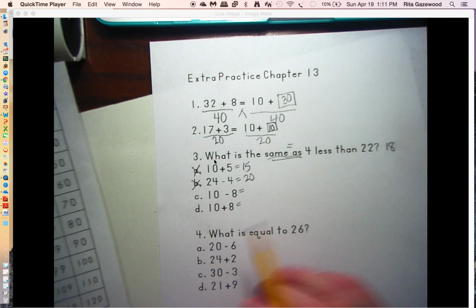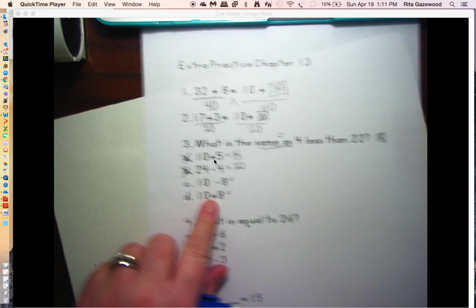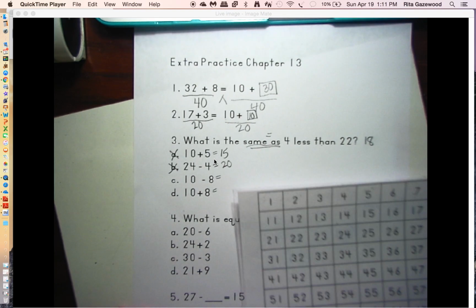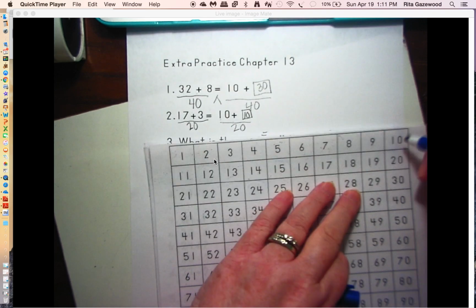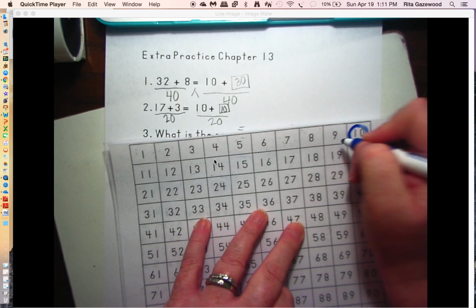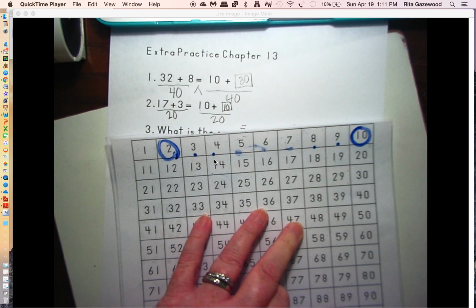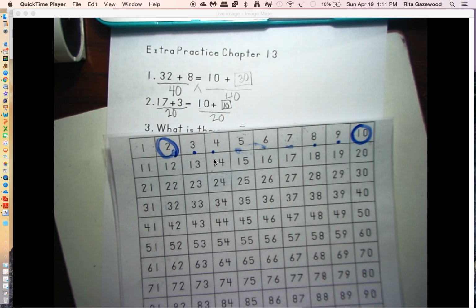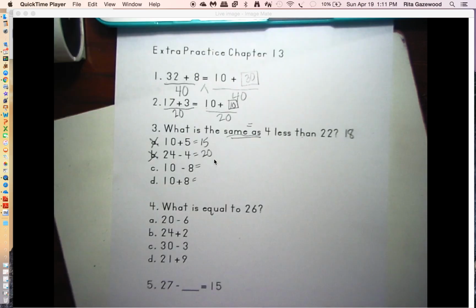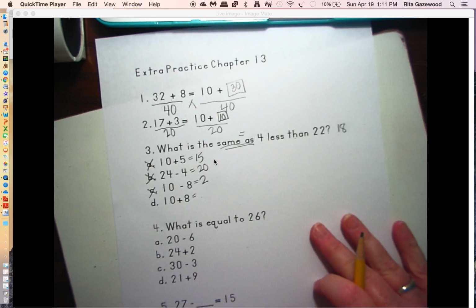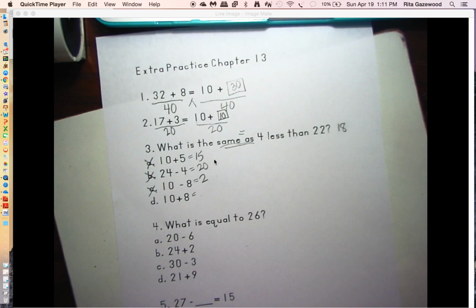10 minus 8. Ooh, make sure you're paying close attention to the symbols because they throw addition and subtraction at you. So 10 minus 8. So here's my 10. I'm going to count back 8. 1, 2, 3, 4, 5, 6, 7, 8. Some of you might have already known that right automatically. So what is it? 2. Ooh, not that one.